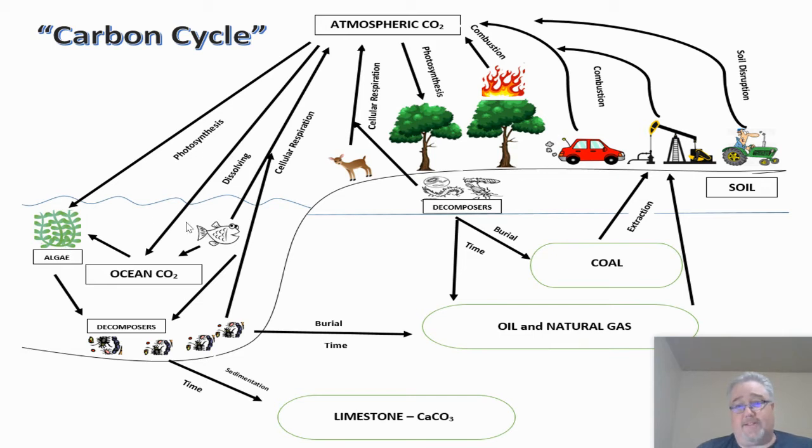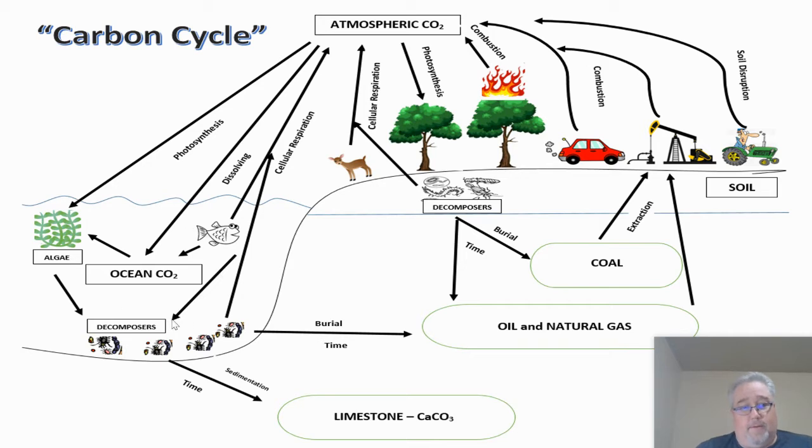So we've just got this nice little balancing act going on between the carbon dioxide coming out of the air, being pulled in by photosynthesis, and then you have cellular respiration by the fish and the animals that live in the ocean, and they're producing it. It's going back up into the atmosphere.